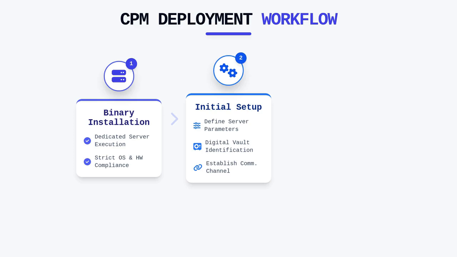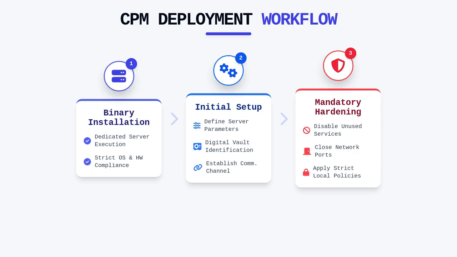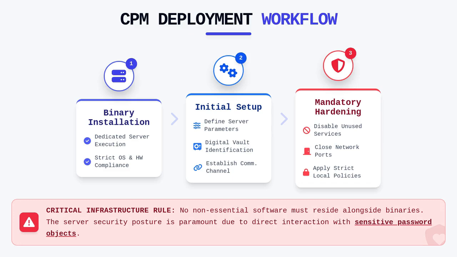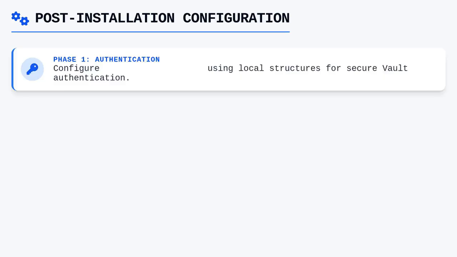Because this component interacts directly with sensitive password objects, the security posture of the host machine is paramount, making OS-level hardening steps absolutely mandatory before and after the binary deployment. Hardening involves disabling unnecessary services, closing unused network ports, and applying strict local policies that limit the attack surface of the CPM service itself. You must treat this server as a critical piece of infrastructure, ensuring that no non-essential software resides alongside the CyberArk binaries.